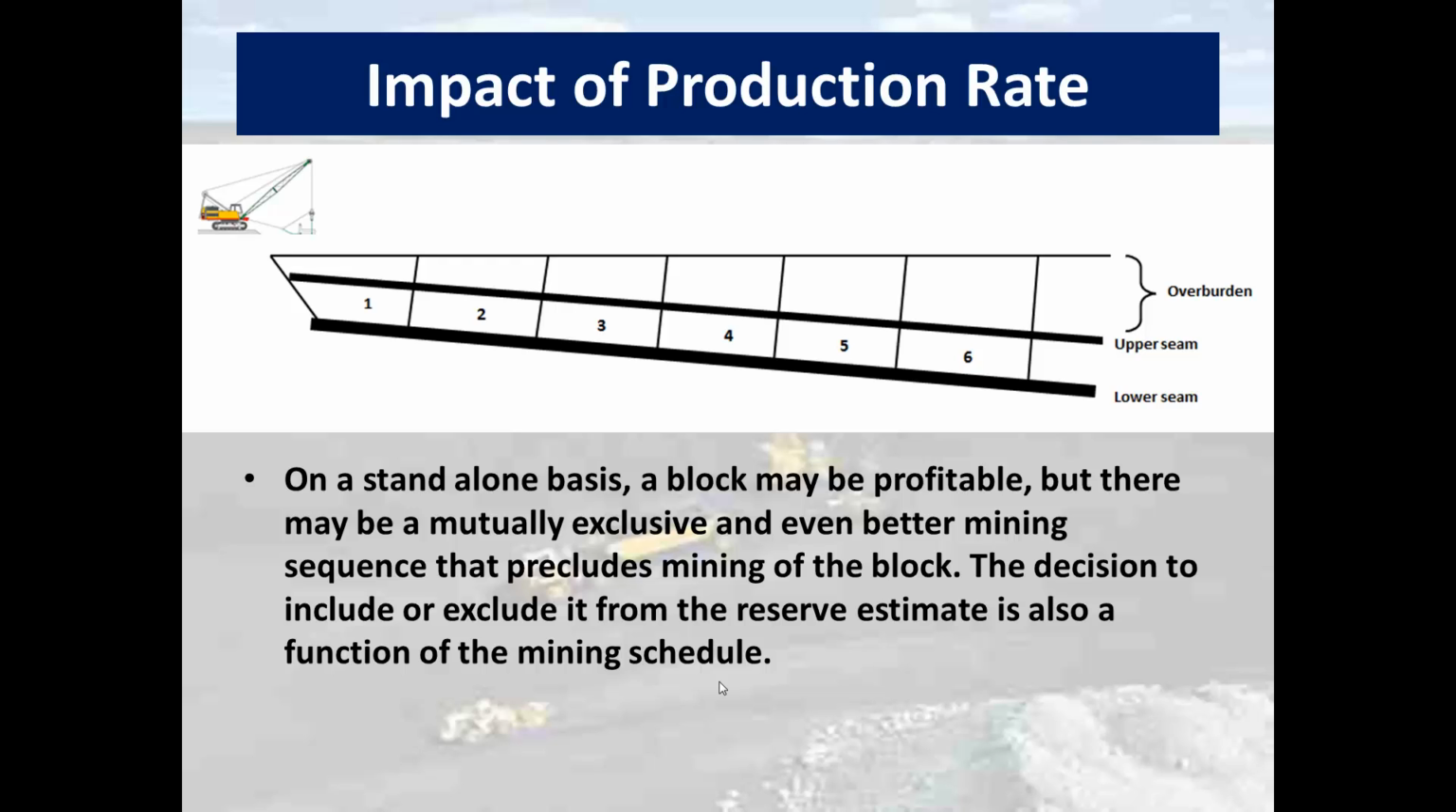On a standalone basis, a block may be profitable, but there may be mutually exclusive and even better mining sequences that preclude mining of the block. So instead of just taking all of block 1, you might do just the tops down to the top seam until you get to a certain block, and then it becomes economically feasible. The decision to include or exclude it from the reserves estimate is also a function of the mining schedule.